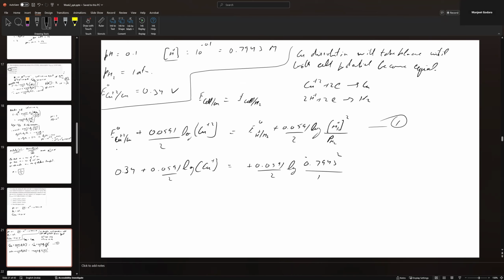So this becomes log of Cu2+ equals 0 minus 0.34 into 2 divided by 0.0591, plus log of 0.7 squared.